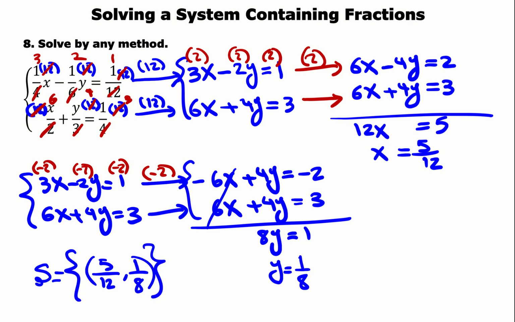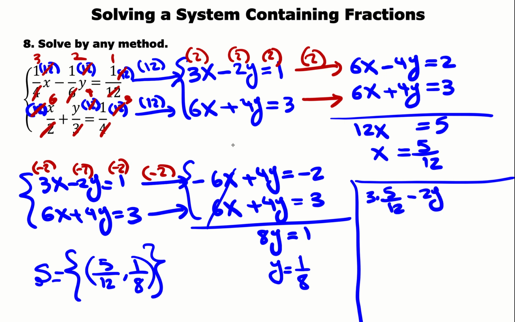All right. So just so that you know, we're finished, but I just want you to know you could have also taken the 5/12 and plugged it into, say, the first equation or the second. I'll go with the first because it has smaller numbers. And you would have gotten the same thing, just so you can see. So you would have had 3 times 5 over 12 minus 2y equals 1. And that gives us, here, notice the 3 and the 12 are going to cross cancel, leaving us 4.